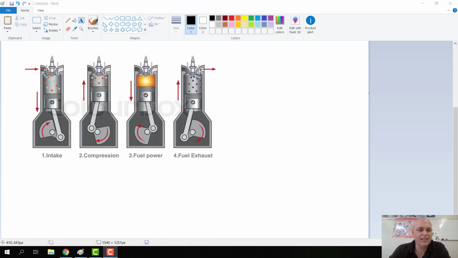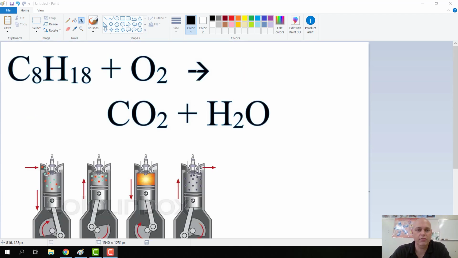So we go to the next step of this engine, and we see that the fuel, the octane, and the oxygen are in the cylinder. They get compressed, so the molecules get pushed closer together. We get a spark from the spark plug that ignites that fuel. So the oxygen and the octane combust after the ignition, after the spark from the spark plug. And that's our reaction, right? That's the reaction taking place.